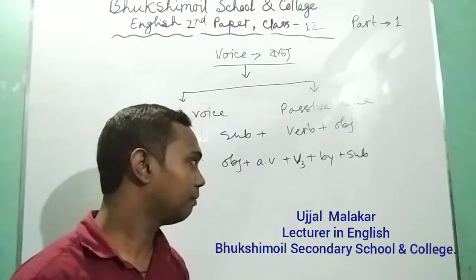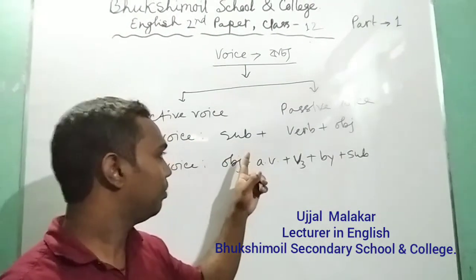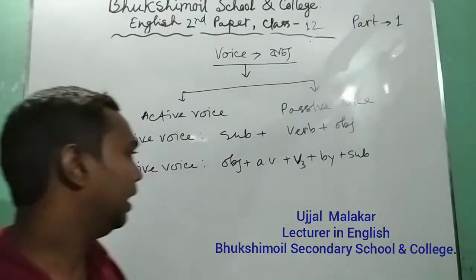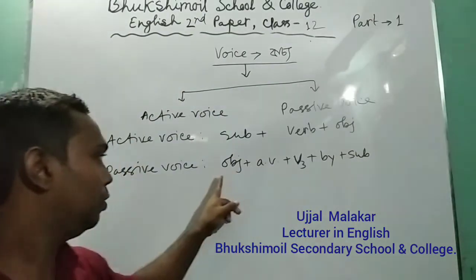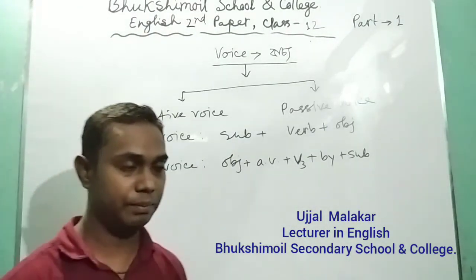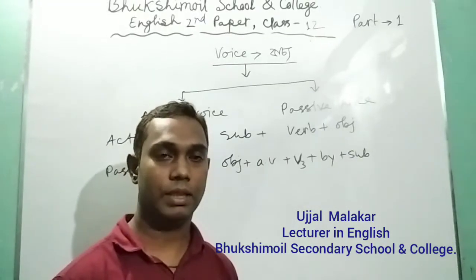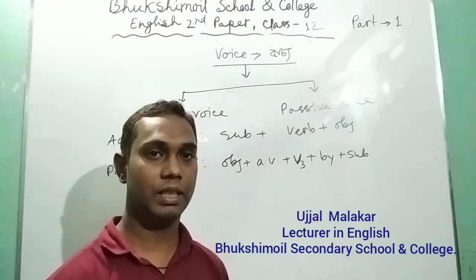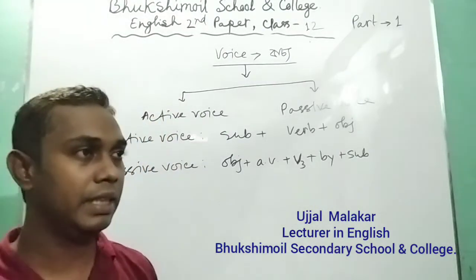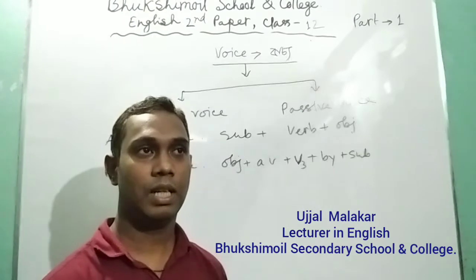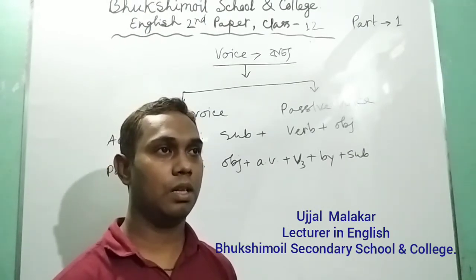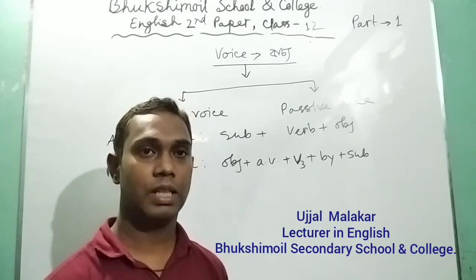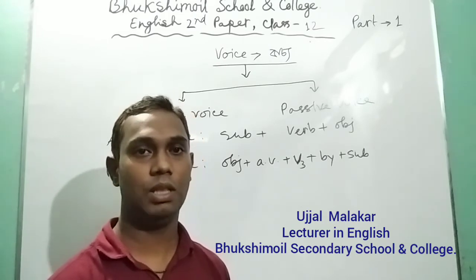Okay, my dear students, we know that the subject of active voice is changed to the object of passive voice, and the object of active voice is changed to the subject of passive voice. Okay, let's know about the definition of voice. Voice, the form of a verb which acts directly on the subject or object of a sentence is called voice. In the case of active voice, the form of a verb which acts directly on the subject and the subject remain active in the sentence is called active voice. In the case of passive voice, the form of a verb which acts directly on the object and the subject remain inactive in the sentence is called passive voice.